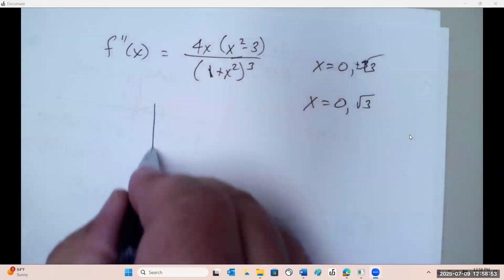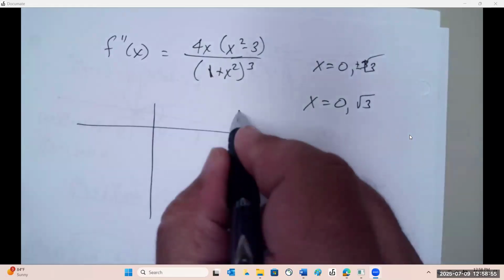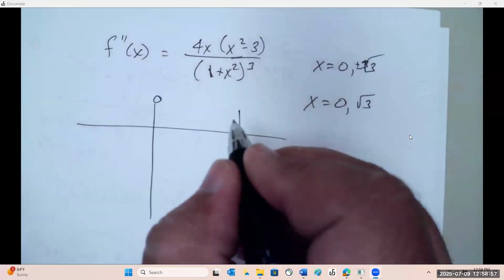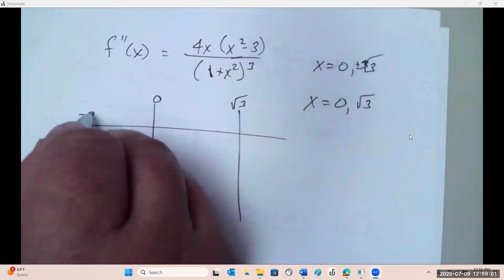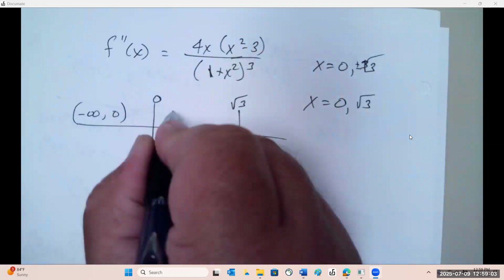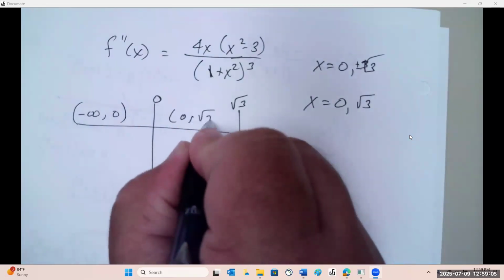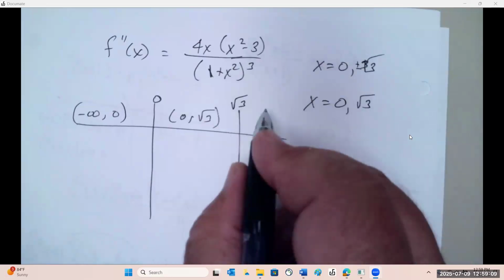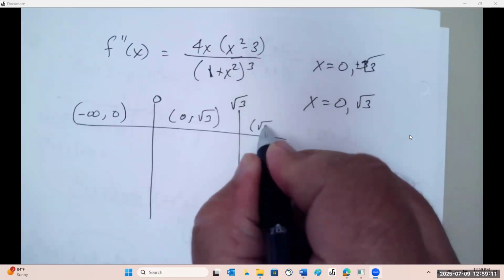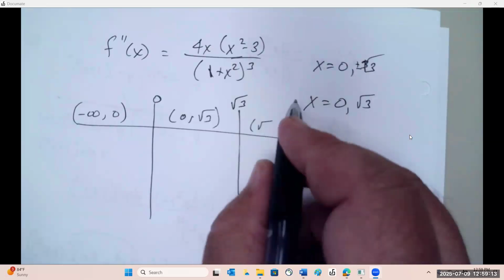So what happens there? At 0 and radical 3. How did you get radical 3? X squared minus 3, set it equal to 0. X squared equals positive what? Radical 3 squared.